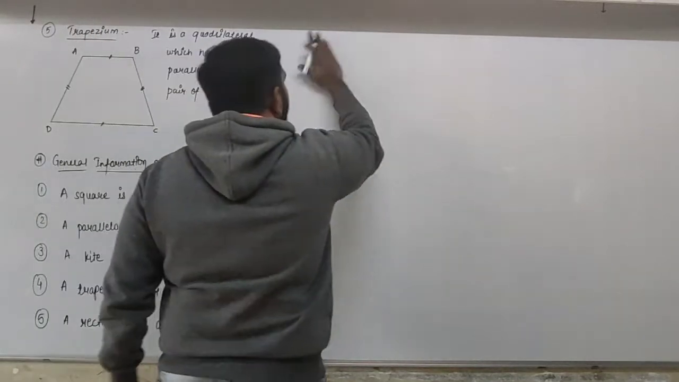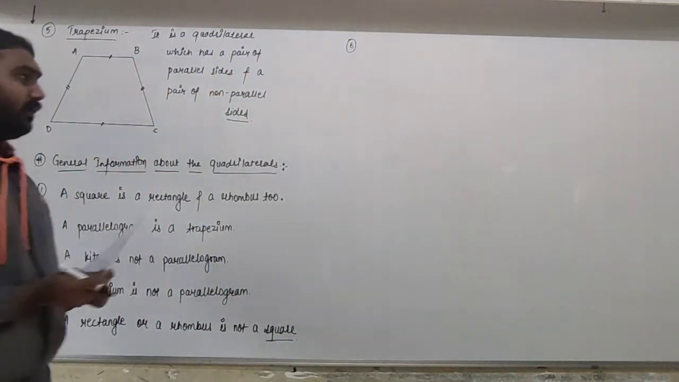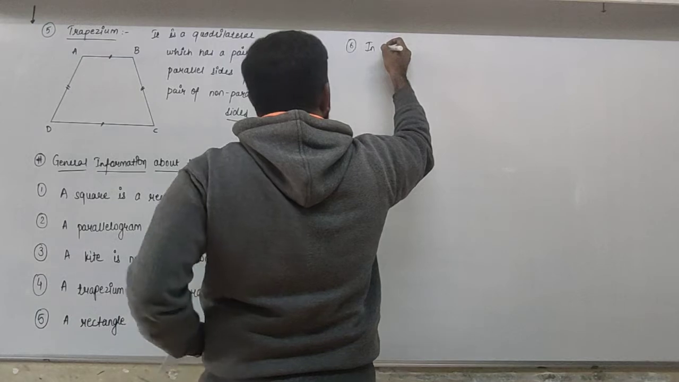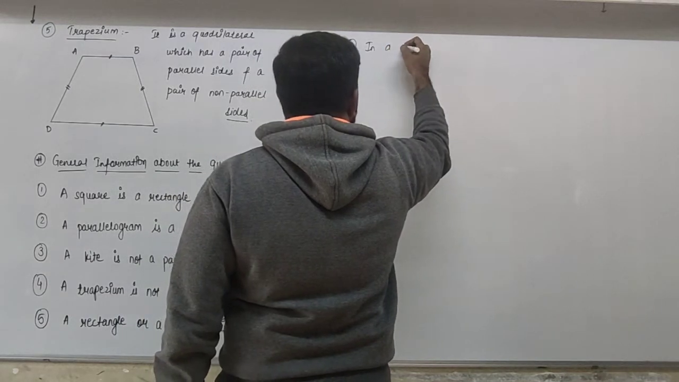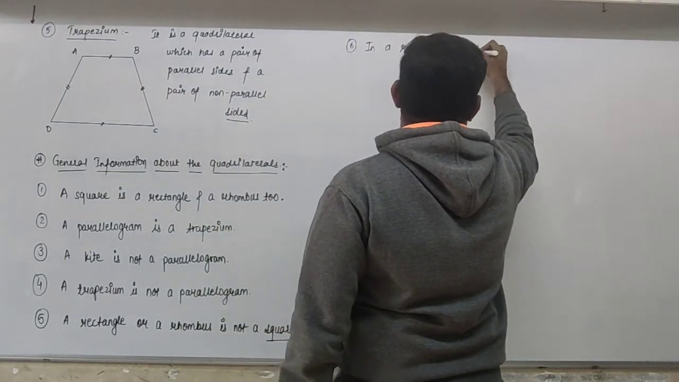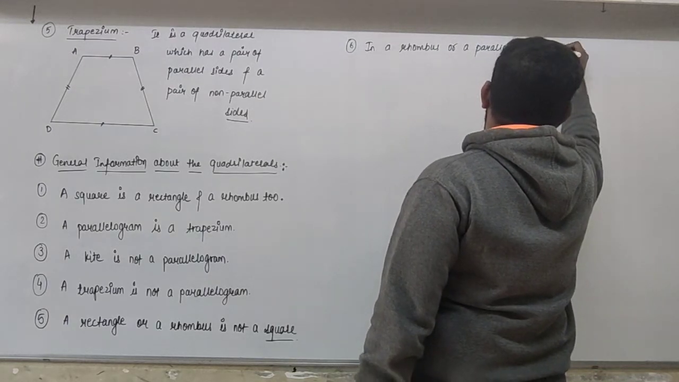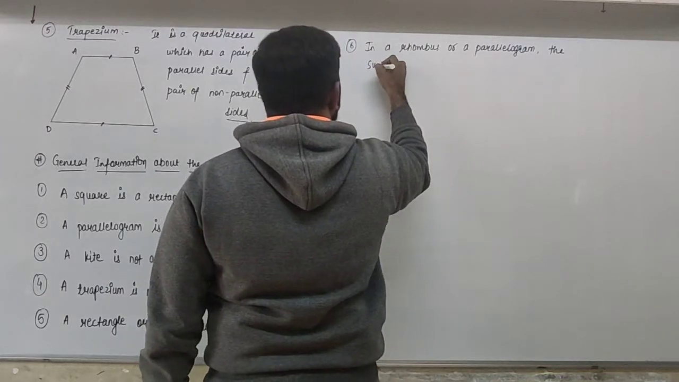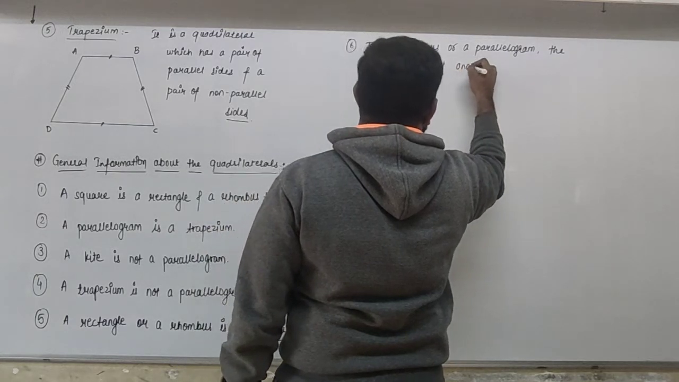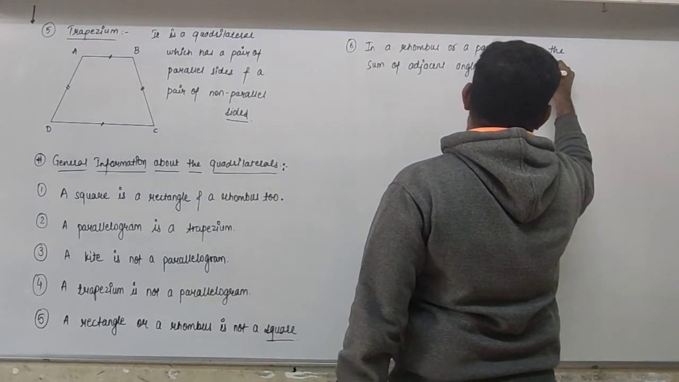So that is the fifth point. Then the sixth point. What is the sixth point? In a rhombus or a parallelogram, the sum of adjacent angles is 180 degrees. That is supplementary.